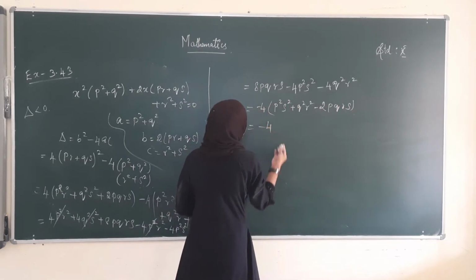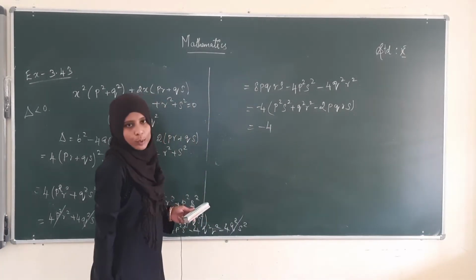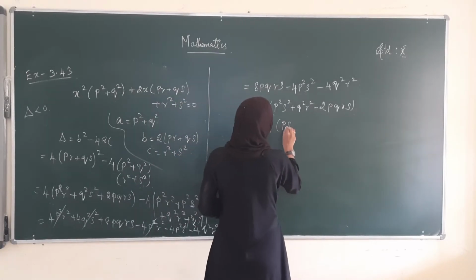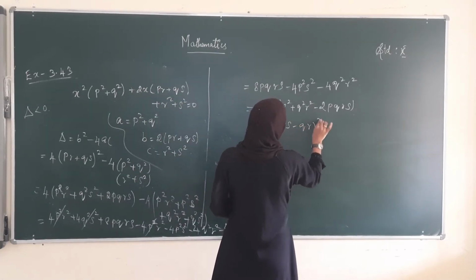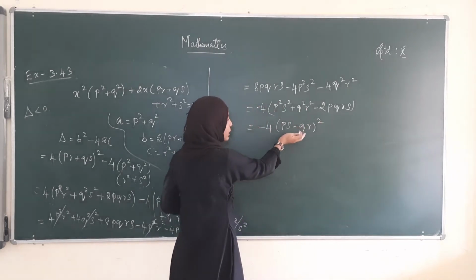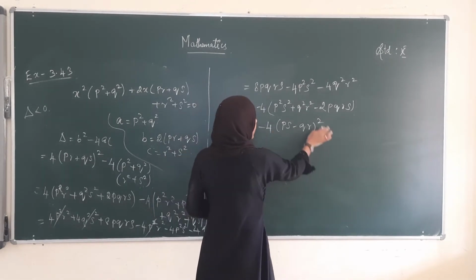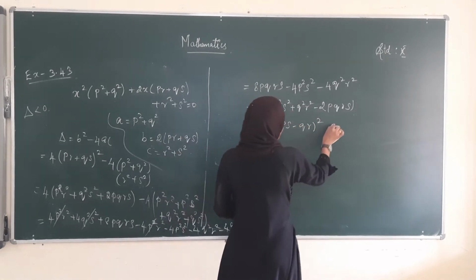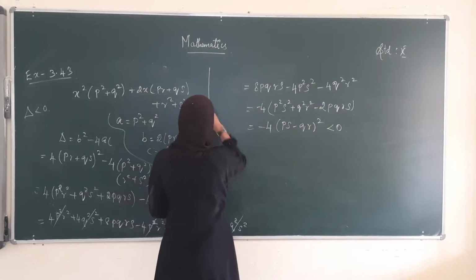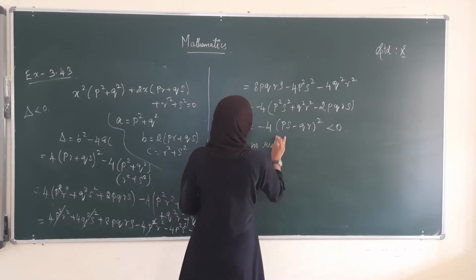Minus 4 into, what's the formula? This is in the format of (ps minus qr) the whole square, right? A minus b the whole square format, therefore (ps minus qr) the whole square. This may be positive, but when the positive term is multiplied with minus 4, it becomes negative. So surely this whole term becomes negative, that is less than 0. Hence, we have proved that this equation has no real roots.